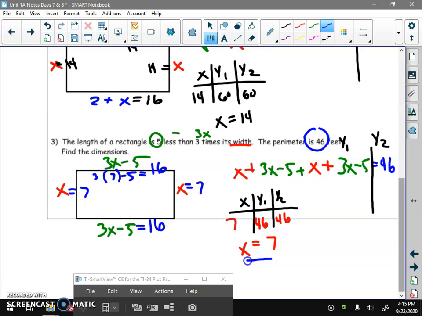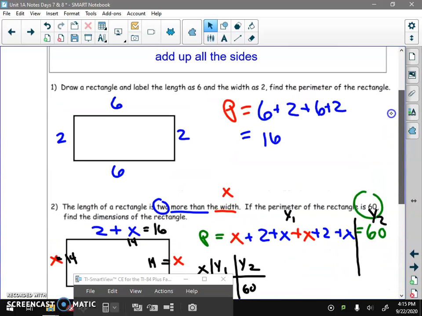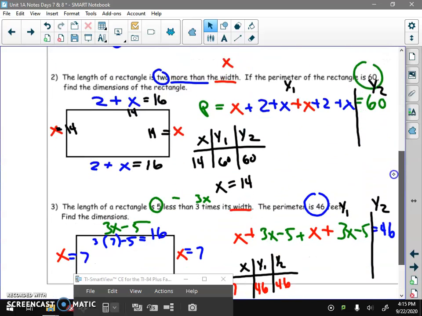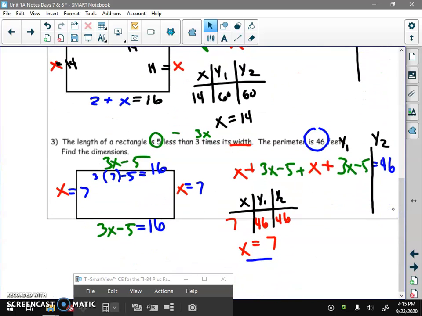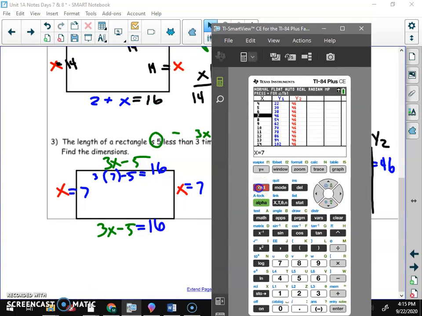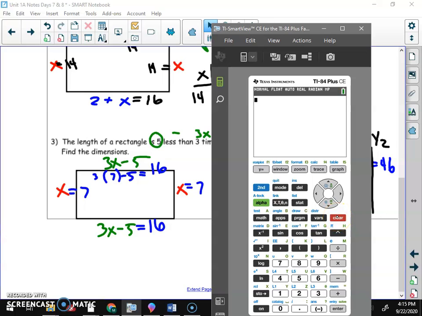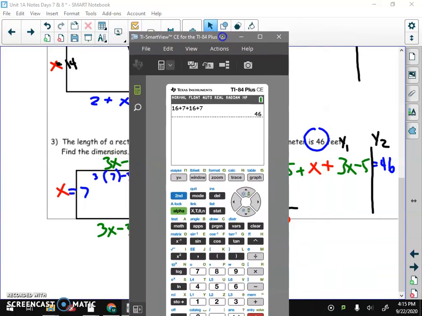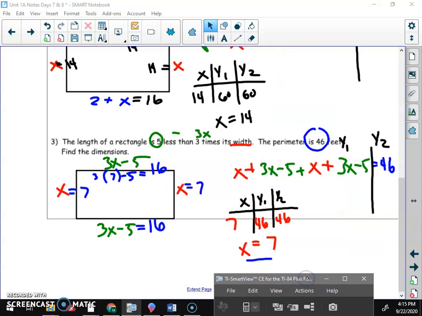Now I know some of you like to check your work. Just like we did up here, we added 6 plus 2 plus 6 plus 2 to get 16. We should add 16 plus 7 plus 16 plus 7, because those are the 4 sides. Let's do it. 16 plus 7 plus 16 plus 7. And we get 46. And what was the perimeter? 46. It checks.